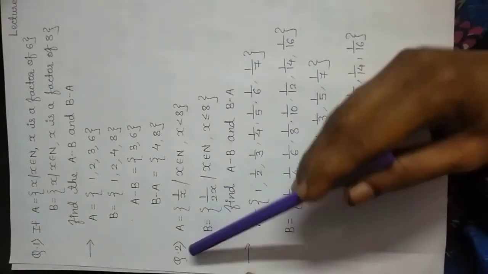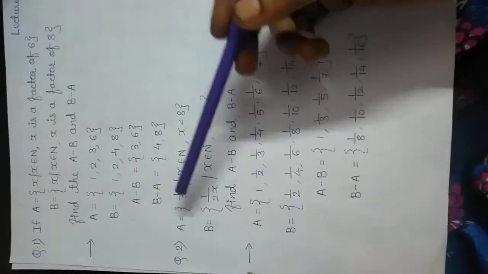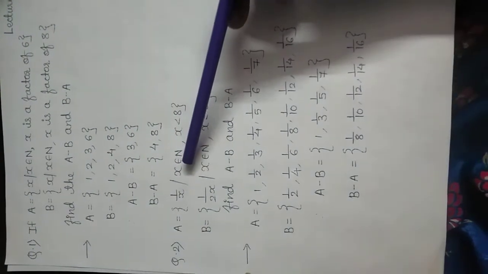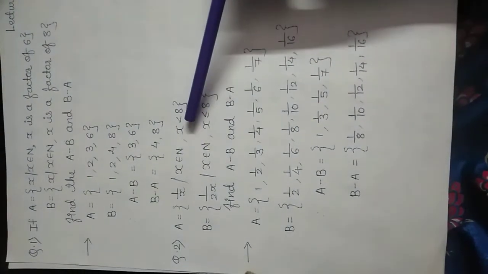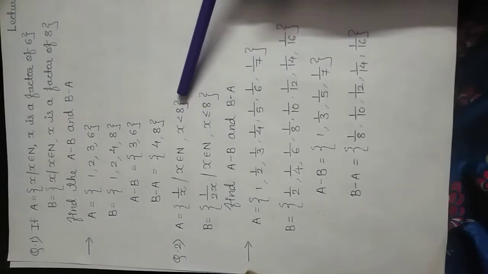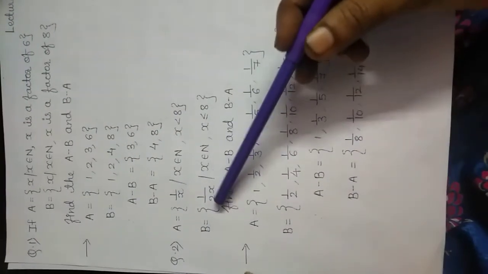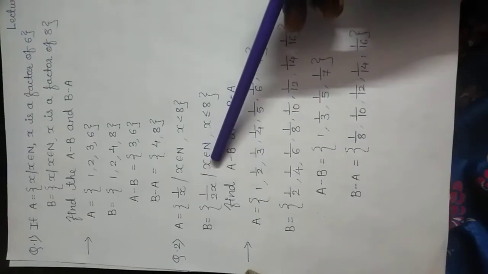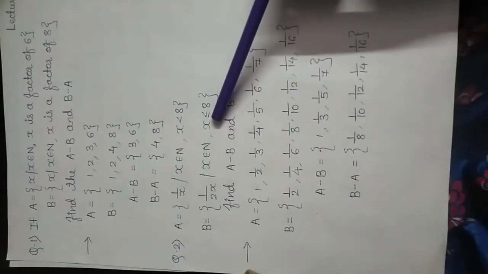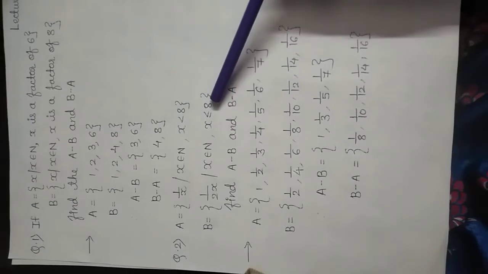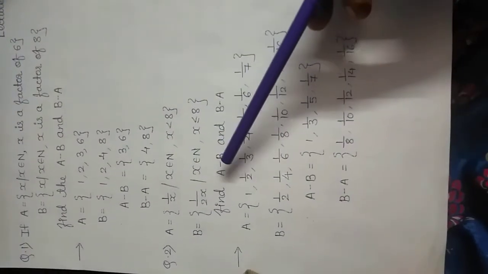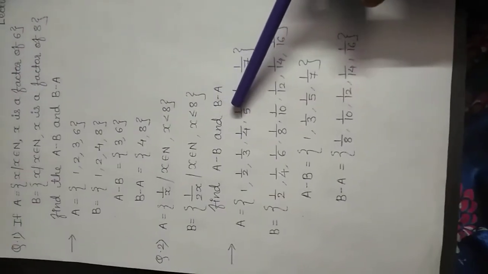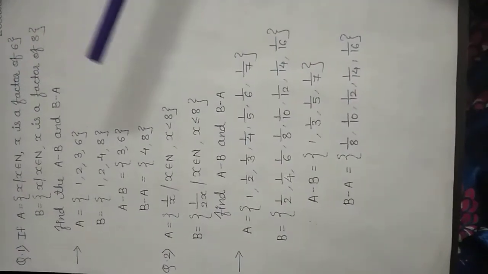Now question number 2. A is equal to the set of all 1 upon x such that x belongs to natural numbers, x is strictly less than 8. And B is equal to the set of all 1 upon 2x such that x belongs to natural numbers, x is less than or equal to 8. Here also we want A minus B and B minus A. So first we will write the sets A and B in listing form.